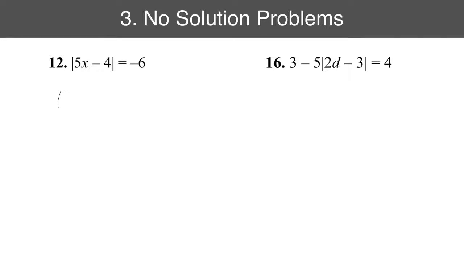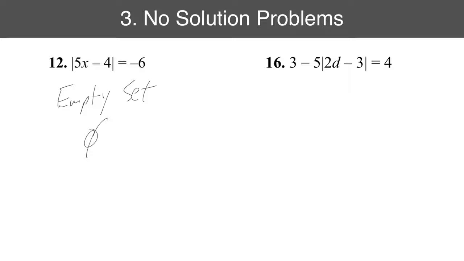So what we call this is empty set, because a set is more than one answer, and these are supposed to have two answers, and empty because there's not one. And we show this by using a circle with a line through it. So empty set. Now let's look at 16 over here.